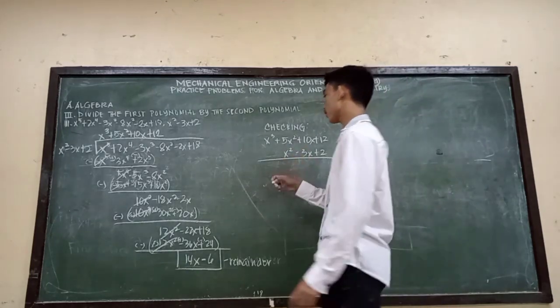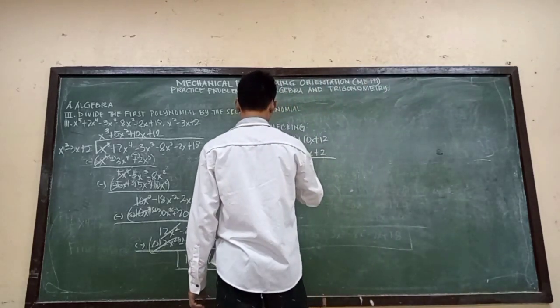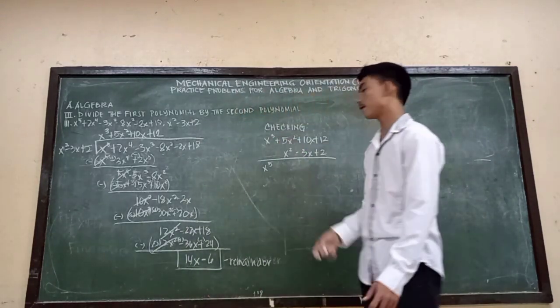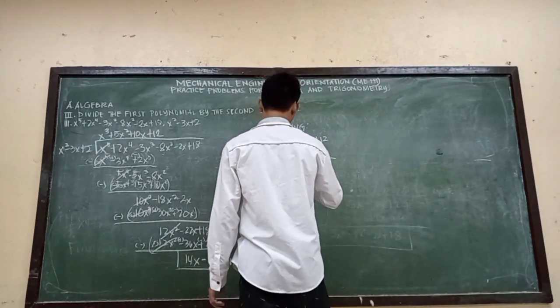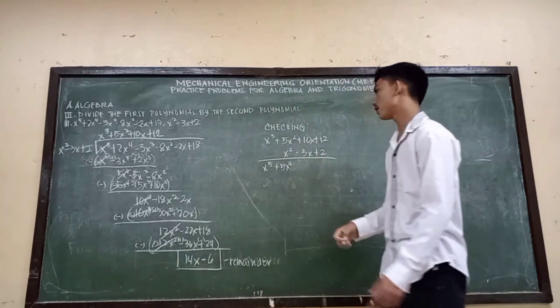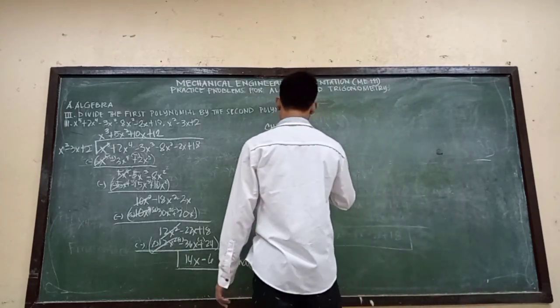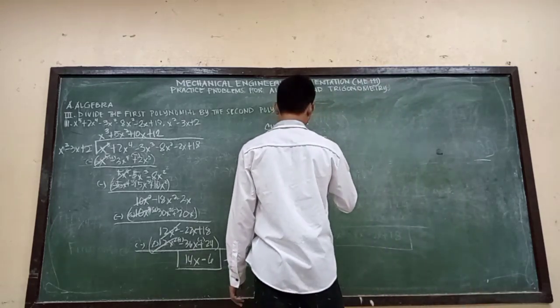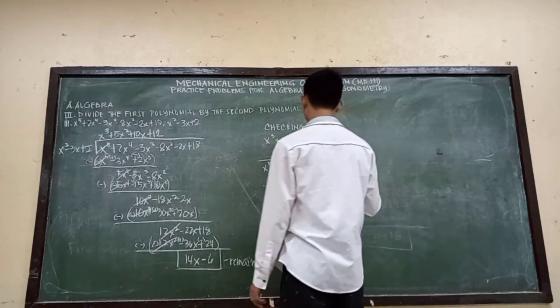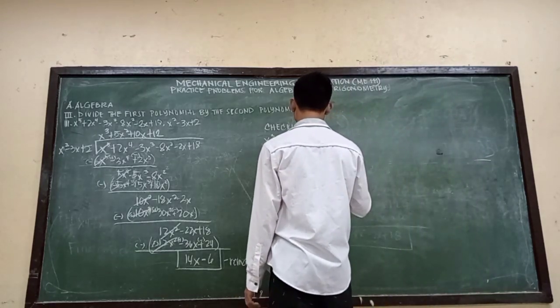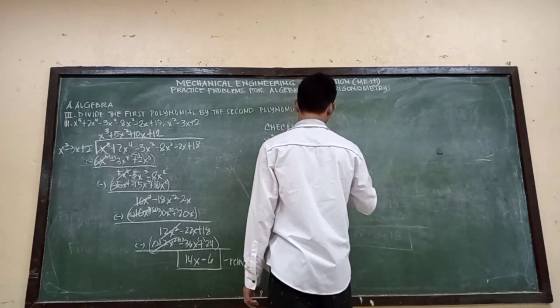x cubed times x squared will give us x to the fifth. x squared times 5x squared will give us positive 5x to the fourth. x squared times 10x will give us positive 10x cubed. And then x squared times 12 will give us positive 12x squared.